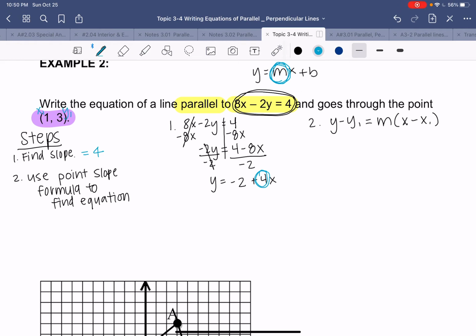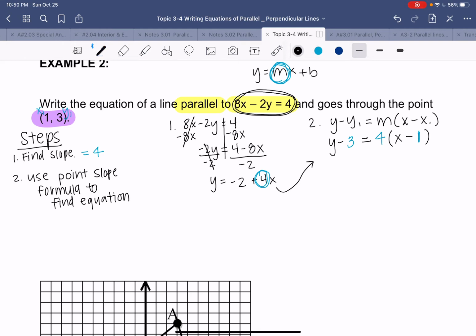And you just plug in what you know. Well, you have y. The y stays there. Subtracting your y1, which is over here in the equation, so 3, equals, well, your slope, we just found it. Okay, so your slope is 4. You leave x there because your equation needs a y and x, so we're going to leave that there. Subtracting your x1, which is 1.